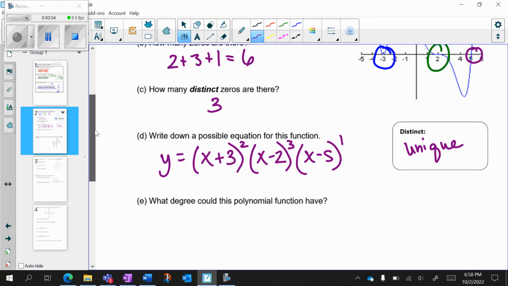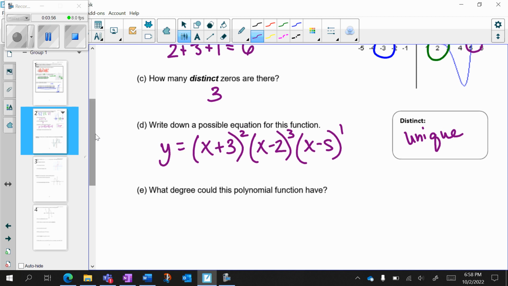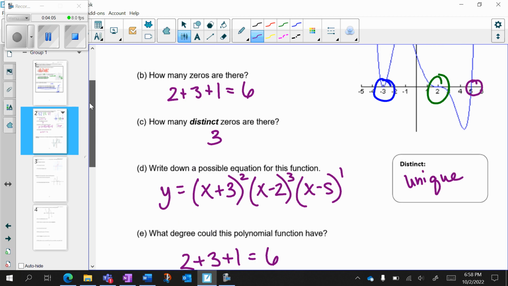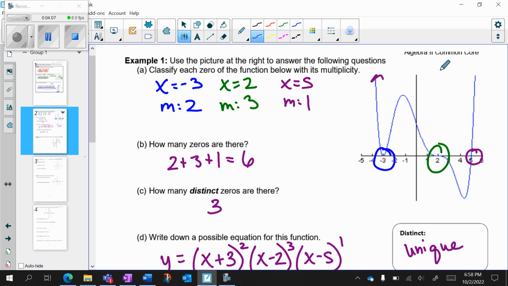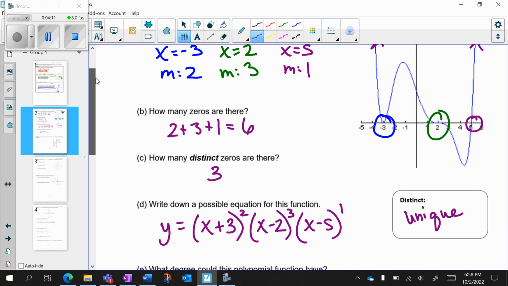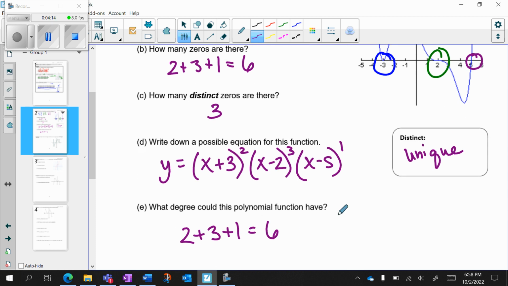What degree could this polynomial function have? Again, we're going to add the exponents. 2 plus 3 plus 1 is going to give us 6. And notice that the arrows are pointing in the same direction, which makes it an even function with a positive leading coefficient. Even, positive leading coefficient.